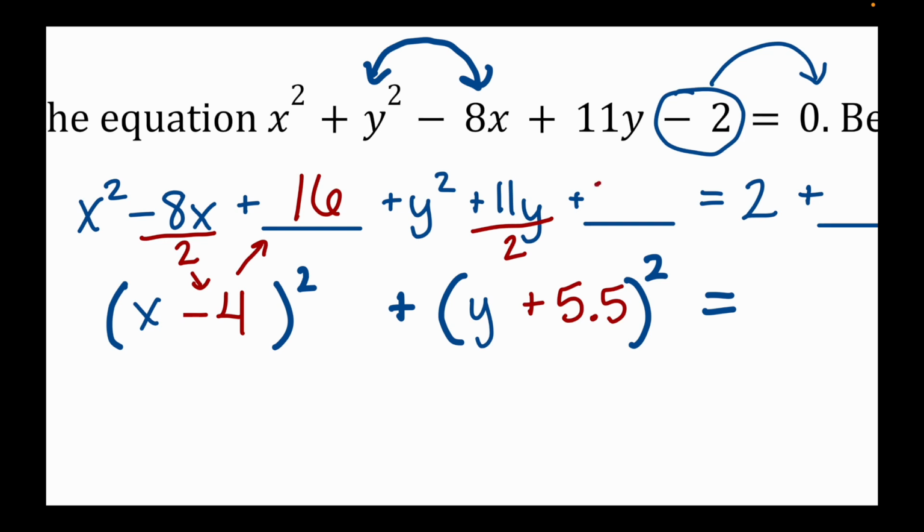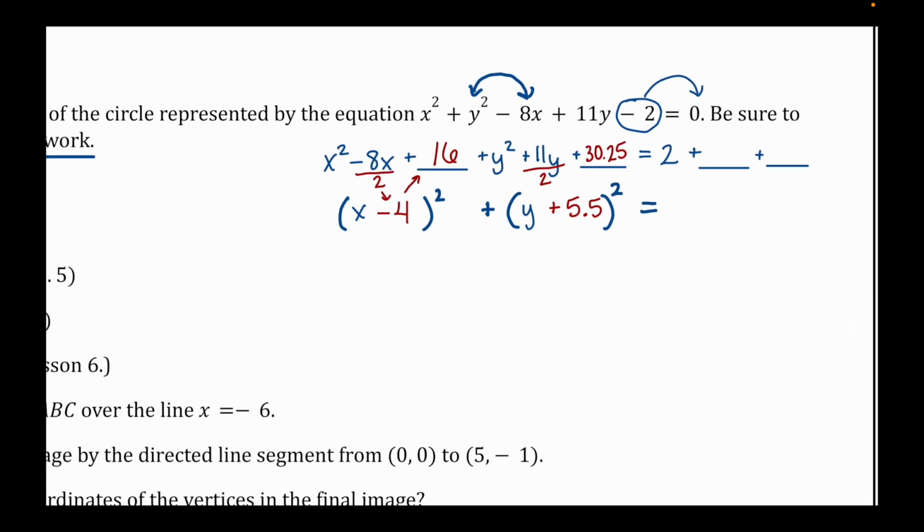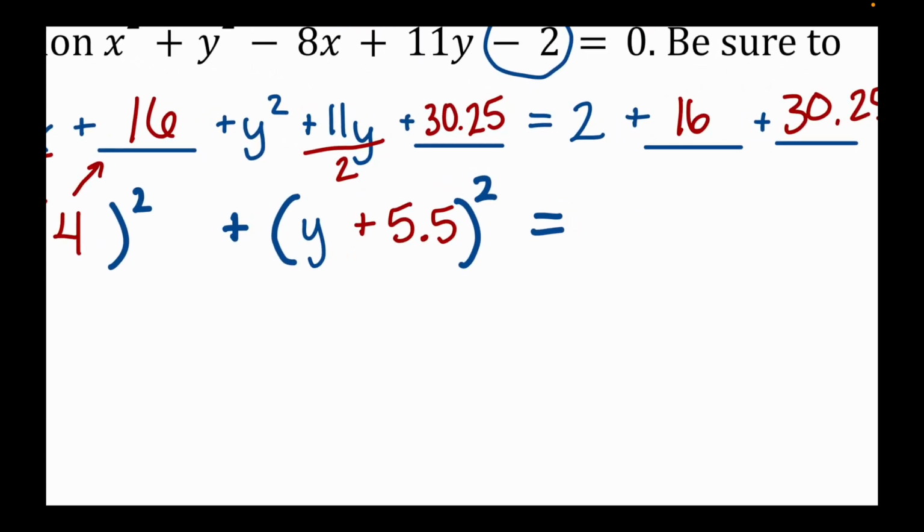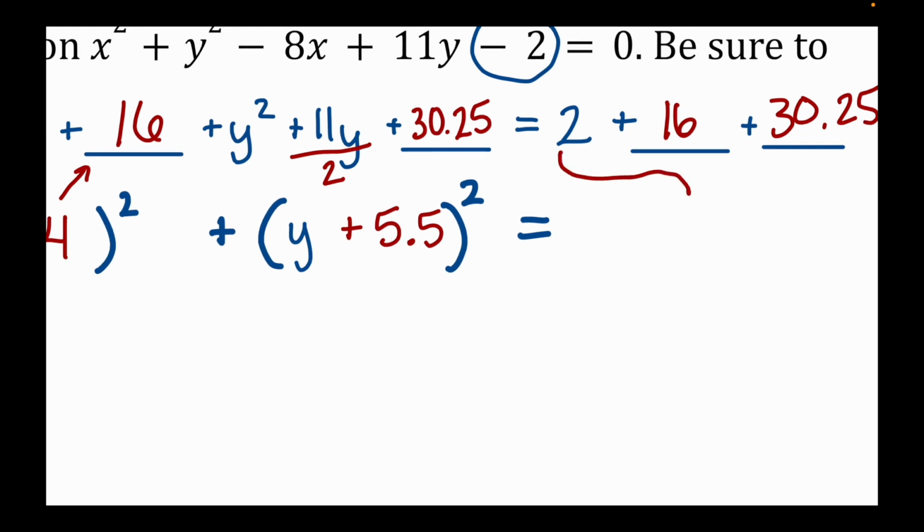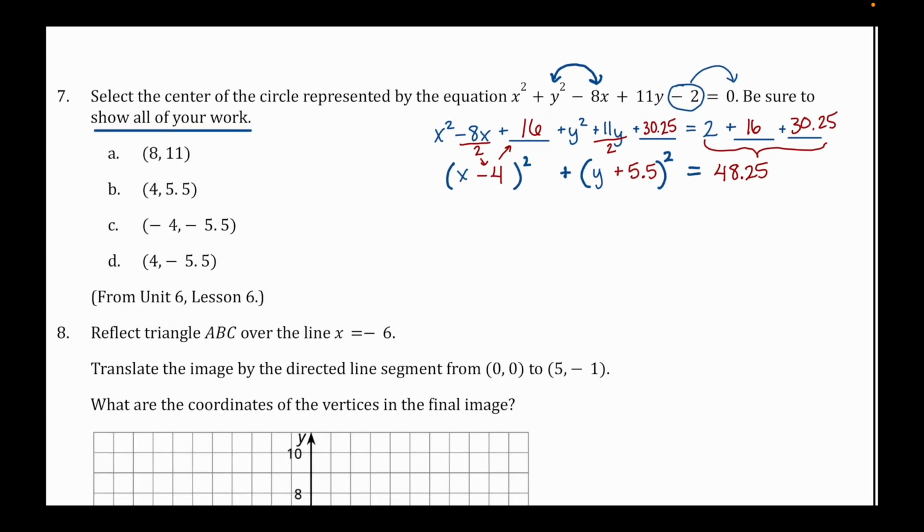So this number is going to be 30.25, just in case you want to know. So these would be 16 and 30.25. When we add up the right-hand side all together, we'd have 16 plus 2 plus 30.25, and this is going to be 48.25. So all of these added together, 48.25.